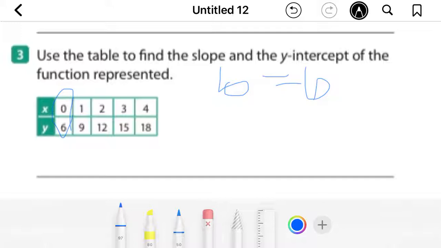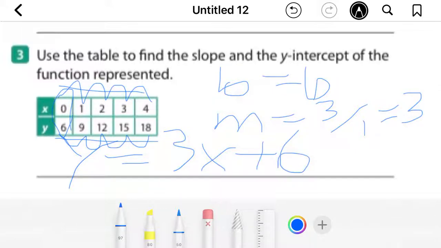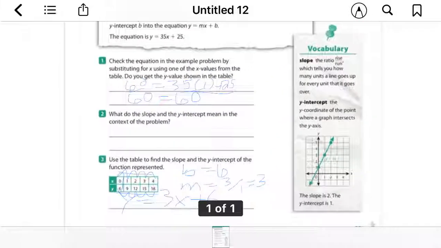Now for the slope, it's the rate of change, so it's the change in y divided by the change in x. Notice how each of the y values is going up by 3 each time, and the x values are going up by 1. So m equals the change in y divided by the change in x, that's 3 over 1, which is just 3. So we put it into y equals mx plus b form: y equals 3x plus 6. So there you go, there is problem number 3.